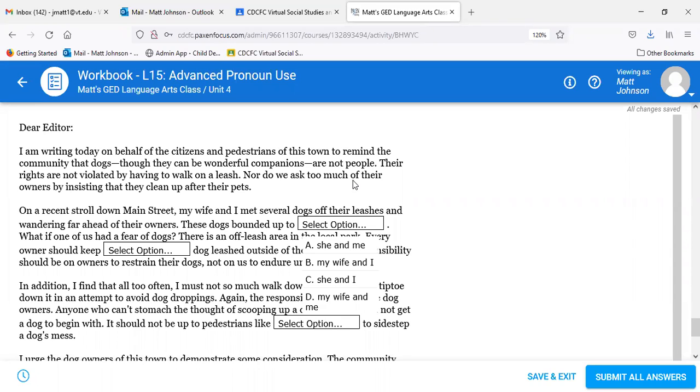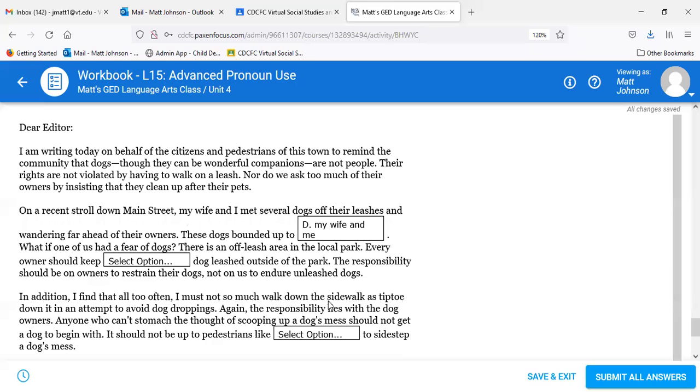which pronouns do we need there? I'll help out. These dogs is the subject. B, it's my wife and I. D. Yeah. These dogs bounded up to my wife and me. Me is an object pronoun. That's what we're looking for. What if one of us had a fear of dogs?